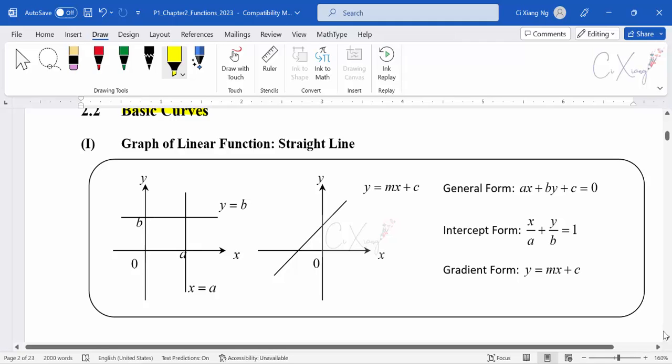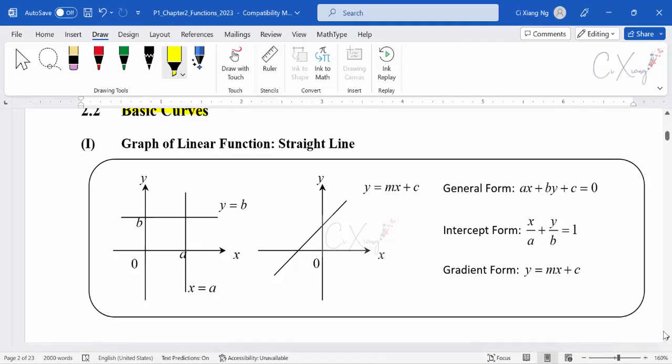When we are talking about the linear function, the graph will be a straight line. It can be a horizontal straight line, and the general equation is y equals a number b. It can be y equals 3, y equals -2, and so on. The second type of straight line is the vertical line, where the general equation is x equals a number also. As an example, x equals 3, x equals -1, and so on.